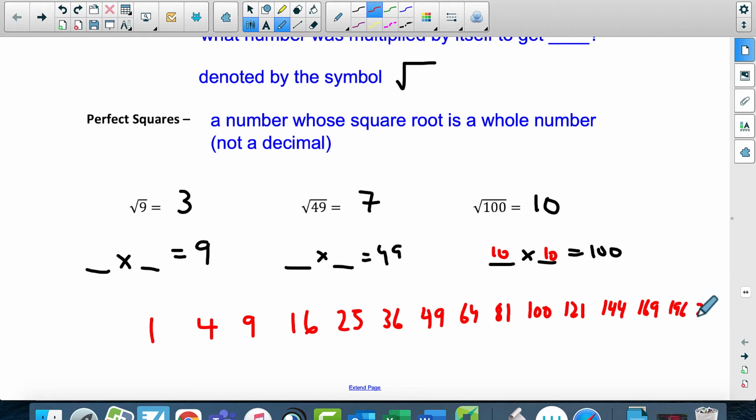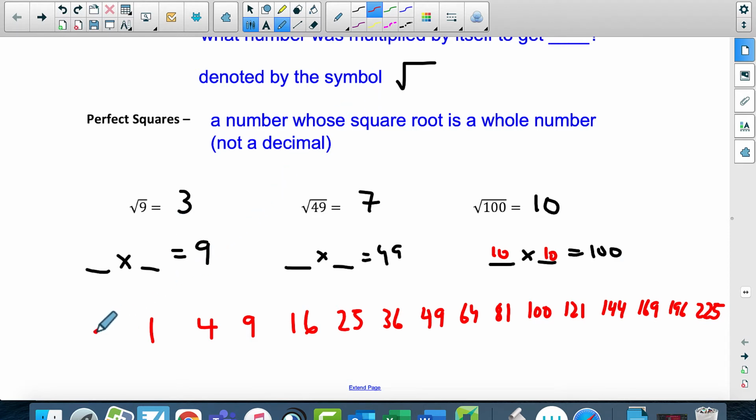15 times 15, 225. Now, does it stop there? Of course not. 16 times 16, 256. 17 times 17, 289. 18 times 18, right, it just keeps going on forever. There's infinite numbers of them. But these are all perfect squares. There's actually one more way back here.